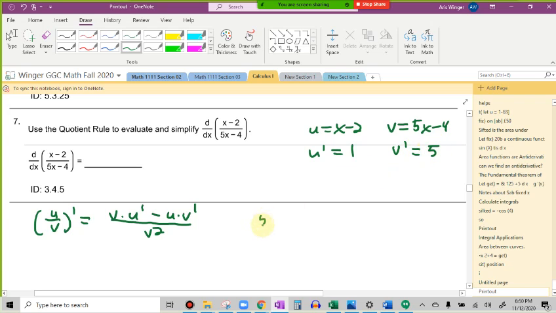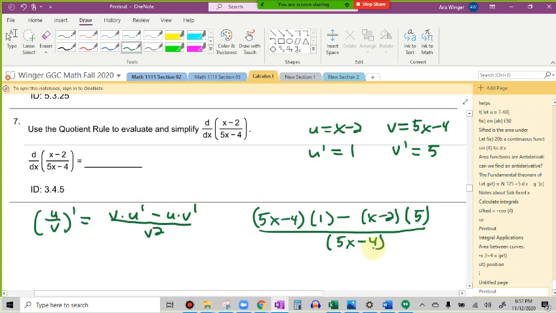Now it's all about how much MyMathLab wants us to simplify. 5x minus 4 times 1 minus x minus 2 times 5. I don't think we should take any chances, and just go ahead and write out the numerator in simplified form.